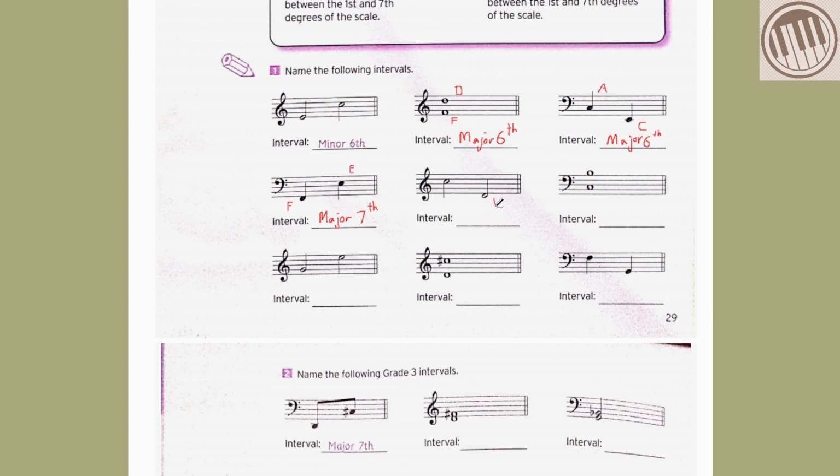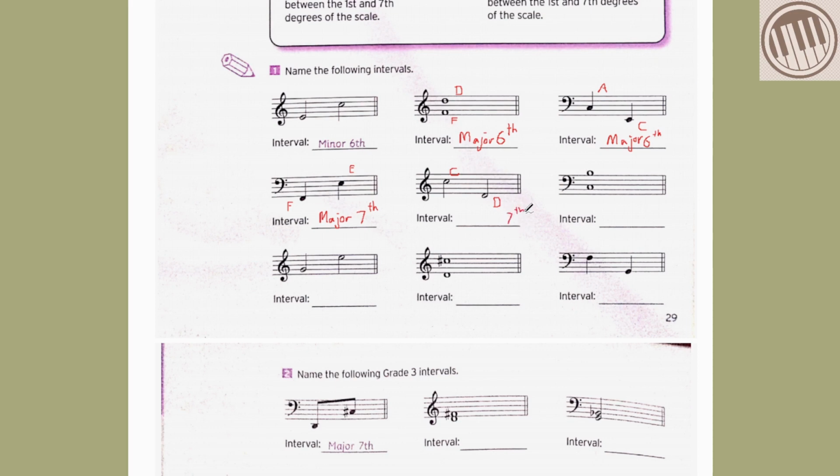The next one is a D to C. Now you know in the D major scale we have a key signature of two sharps, F sharp and C sharp. So naturally from D to C is a seventh.